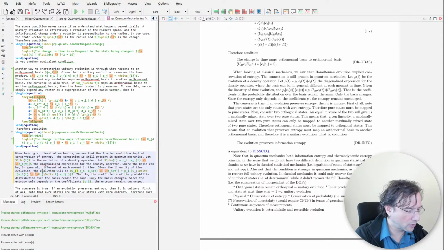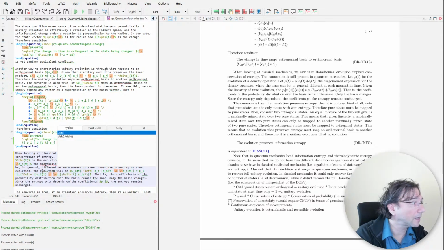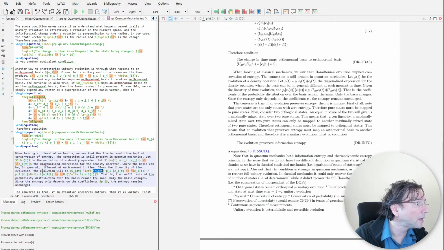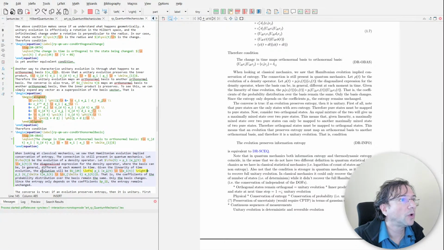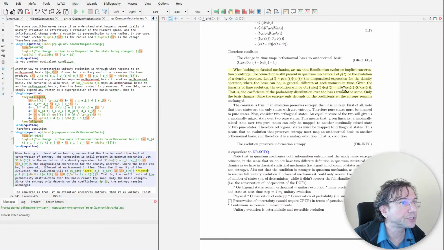u of dt applied to the whole thing is equal to the decomposition in the new basis. That is, the coefficient of the probability distribution over the basis remain the same, only the basis changing. Since the entropy only depends on the condition pi, the entropy remains unchanged. The converse is true. If an evolution preserves entropy, then it is unitary.